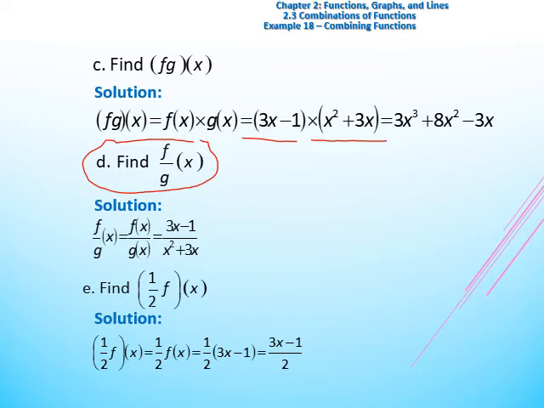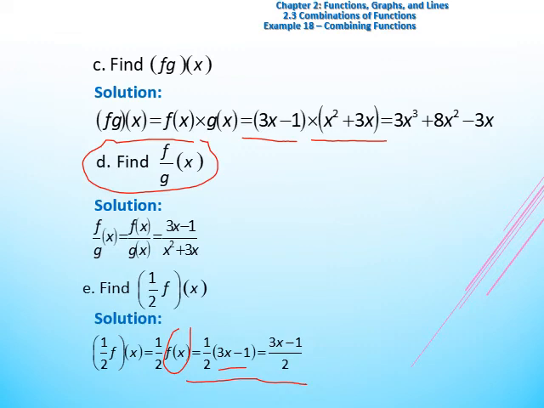And also we can multiply a constant by f of x, for example, half times f of x. So it equals half times, substituting the value of f of x here, 3x minus 1, so 3x minus 1 over 2.